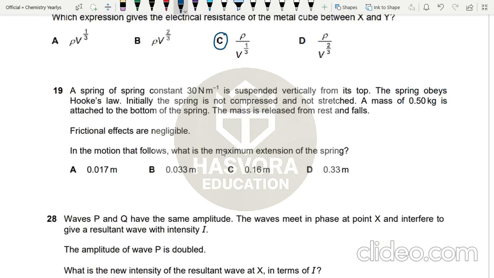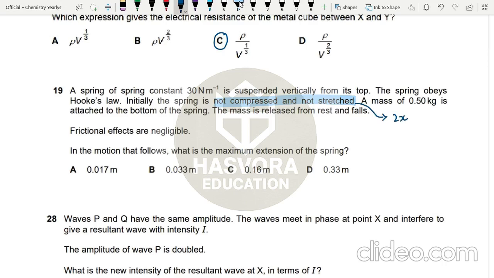Now question number 19 says a spring of spring constant 30 Newton per meter is suspended vertically from its top. The spring obeys Hooke's law. Initially the spring is not compressed and not stretched. A mass of 0.5 kg is attached to the bottom of the spring. The mass is released from rest and it falls. So now the main point in this question is not compressed and not stretched. Whenever they use a keyword like this, it means this type of material has 2x the extension.